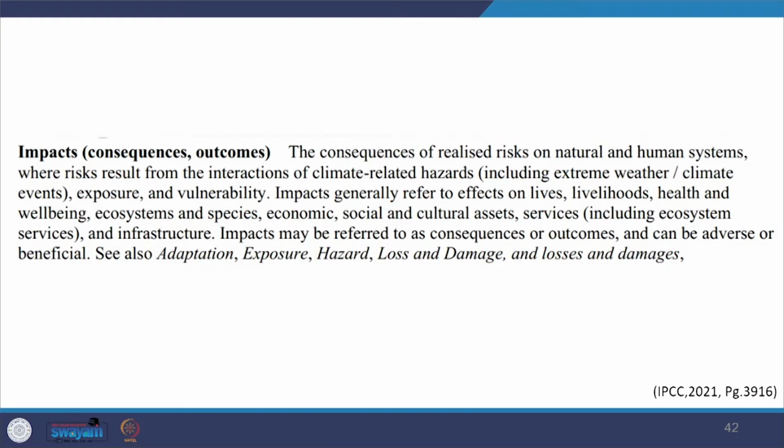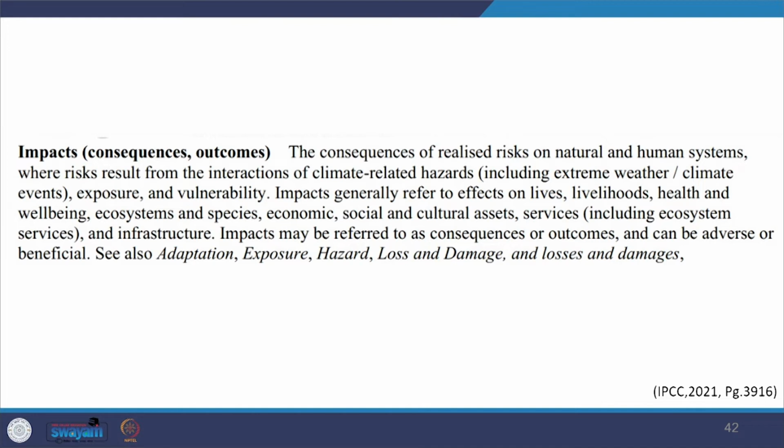So, moving forward, now we will look at impact. What do we really understand when we talk about impacts with respect to climate change? The term impact is used for results, effects of realization of the risk on natural and human systems. So, whatever risk we are predicting, if we realize that, what kind of results would happen? So, that is the impact. The risk results from the climate-related hazard. The climate-related hazard would include extreme weather and climate events, exposure and vulnerability.